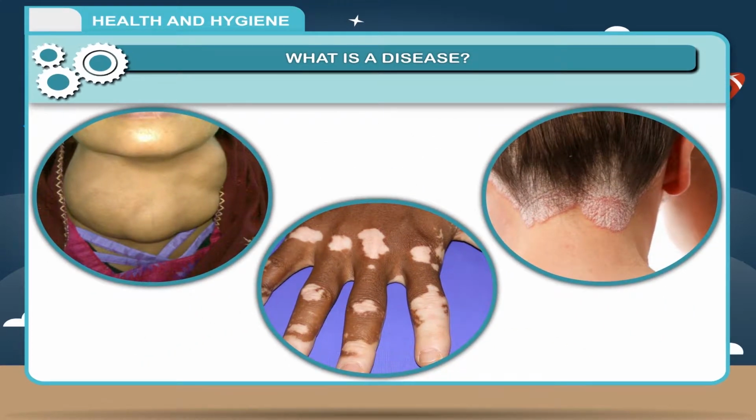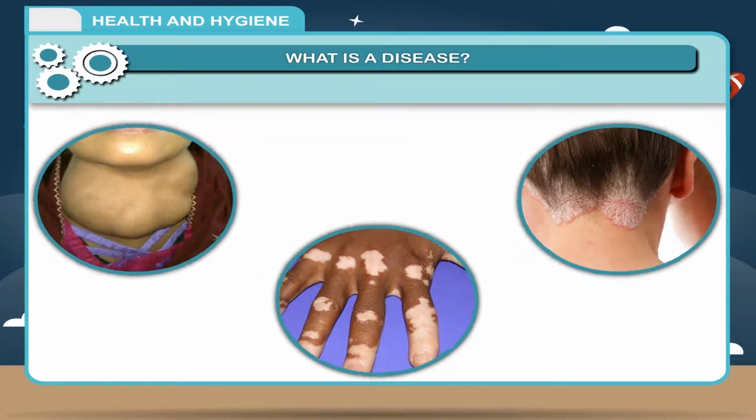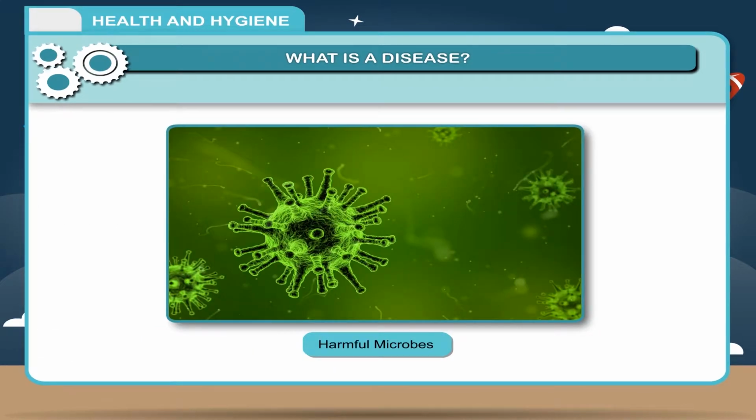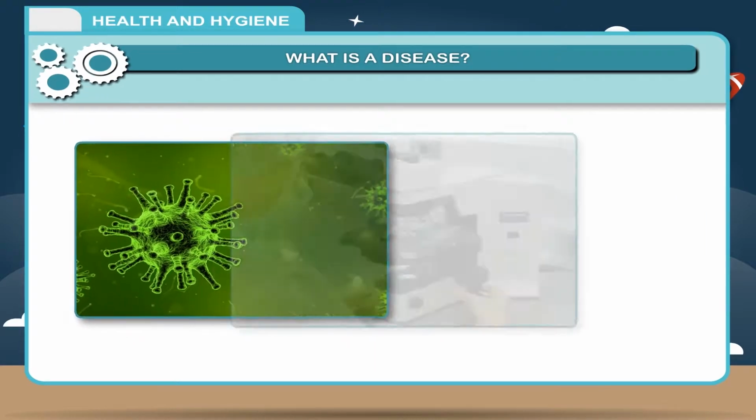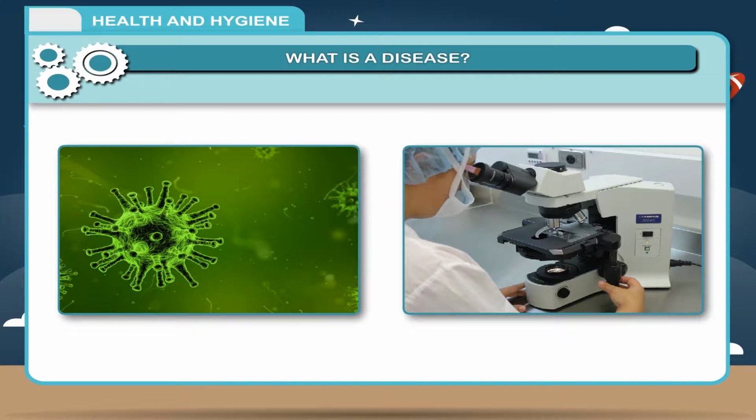There are different types of diseases. In your previous class, you have already learnt about deficiency diseases caused by deficiency of different nutrients in our body. Now, we will learn about some diseases that are caused by harmful microbes. Microbes are tiny living organisms that cannot be seen with the naked eyes. They can be seen under a microscope. They grow and multiply rapidly and may spread various diseases.